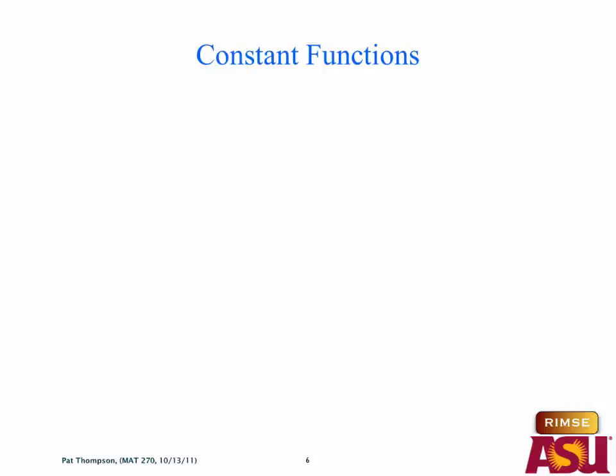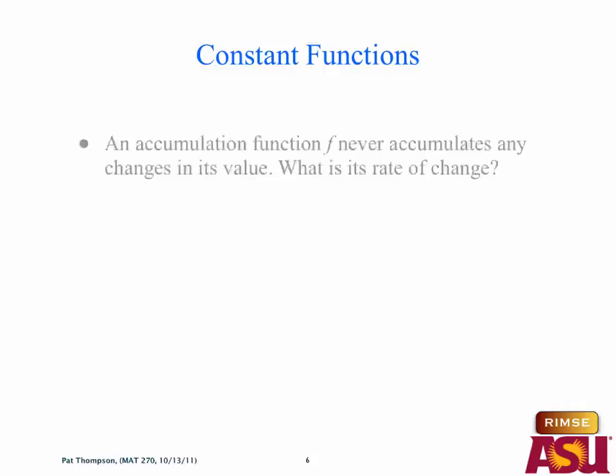All right, so let's talk about some categories of functions and what the rate of change will be. The first one we're going to look at is constant functions. An accumulation function f never accumulates any changes in its value. The amount stays constant. What's the rate of change? 0, right? So there's 0 change for any change in x. There's 0 change in your accumulation.